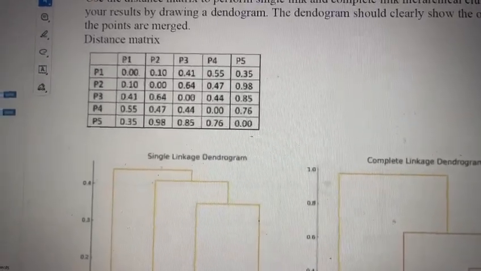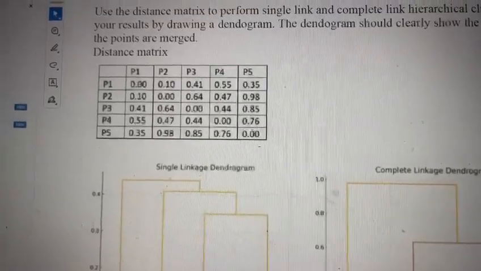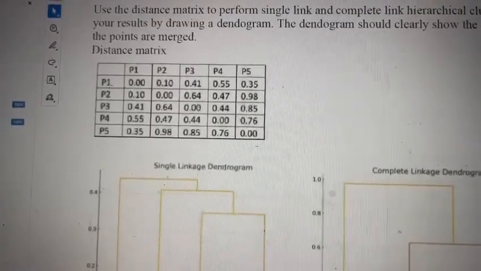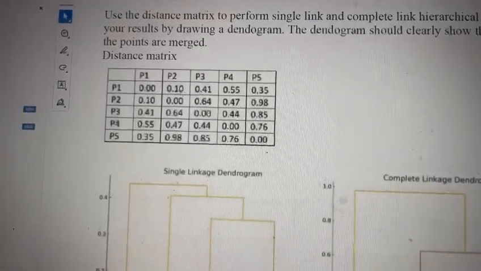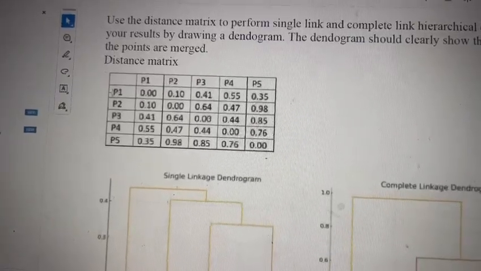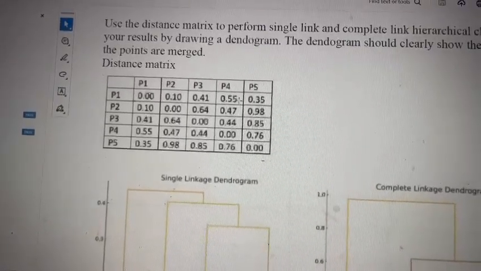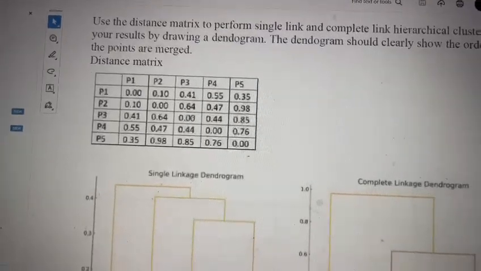Now when you look at the diagonal, it is the distance between the point and itself, so that becomes 0. The distance between P1 and P2 is 0.1. The distance from P1 to P3 is 0.41. Distance from P1 to P4 is 0.55. And distance from P1 to P5 is 0.35.